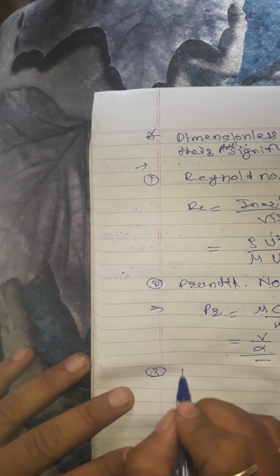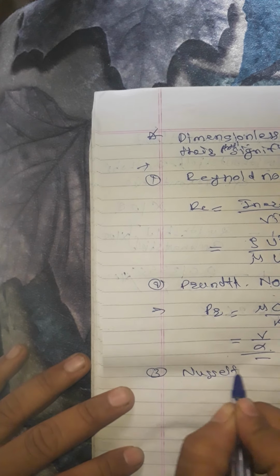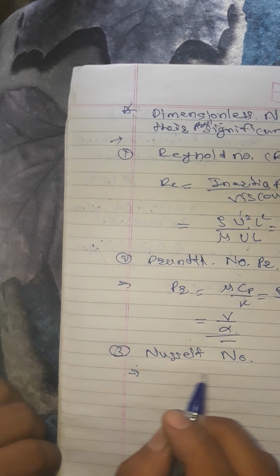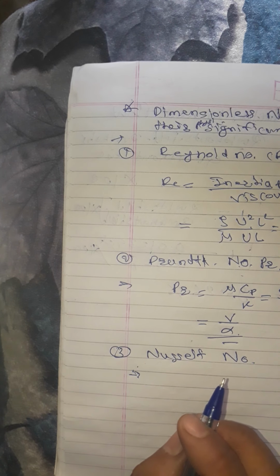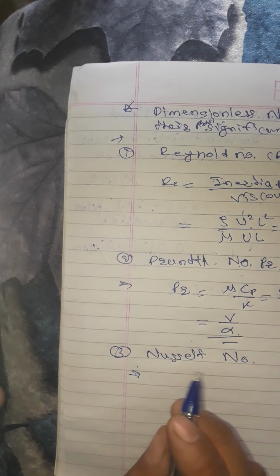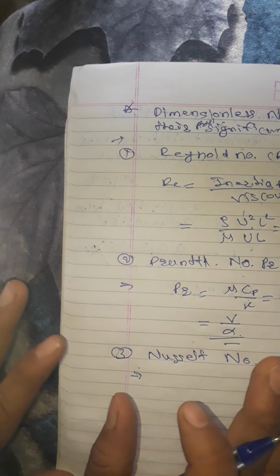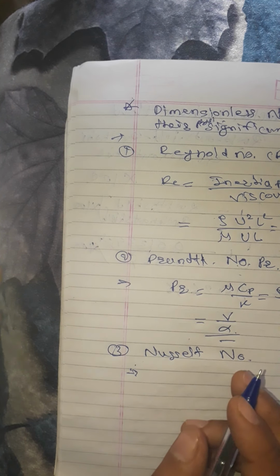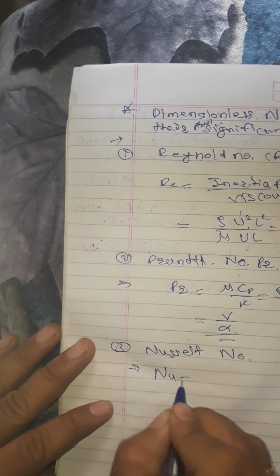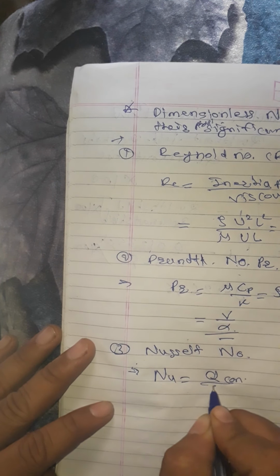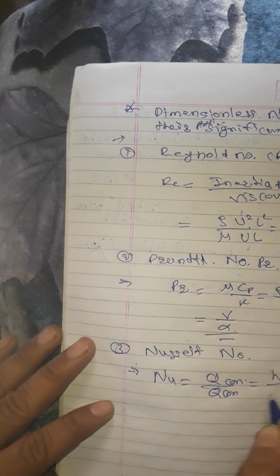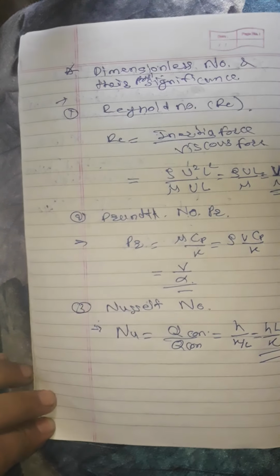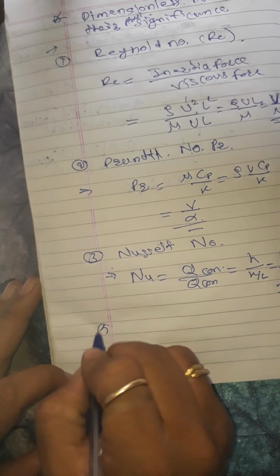Next, Nusselt number. It is the ratio of the heat flow rate by the convection process under a unit temperature gradient to the heat flow rate by the conduction process under a unit temperature gradient through a stationary fluid of thickness L meters. Thus, Nu is equal to Q by convection divided by Q by conduction, which is h by L over k by L, that is hL by k.